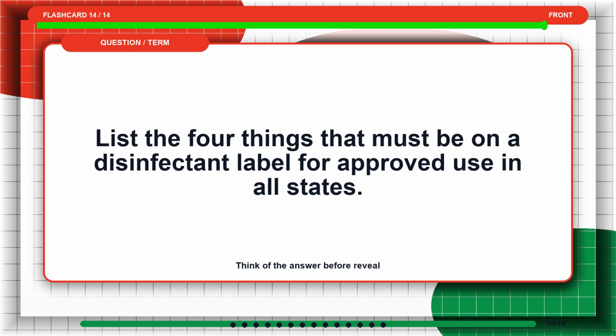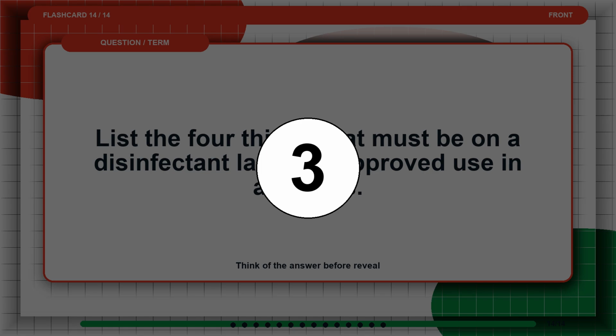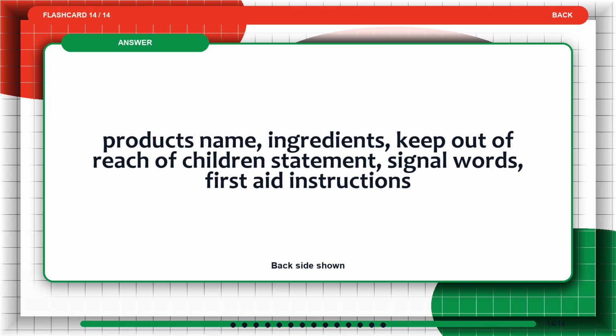Flashcard 14. List the 4 things that must be on a disinfectant label for approved use in all states. Pause and think of the answer before the reveal. The answer is product's name, ingredients, keep out of reach of children statement, signal words, first aid instructions.